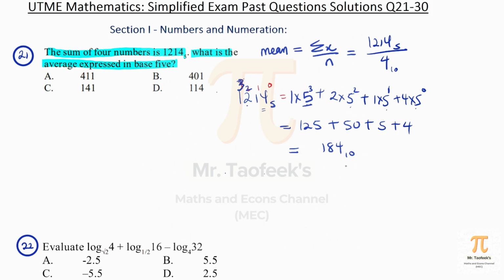Okay, so what do we divide by? 4 in base 10 in order to find the average. So 184 divided by 4. 4 goes into 18 how many times? That will be 4 times, remainder 2. 4 goes into 24, that will be 6. So we have 46 base 10.